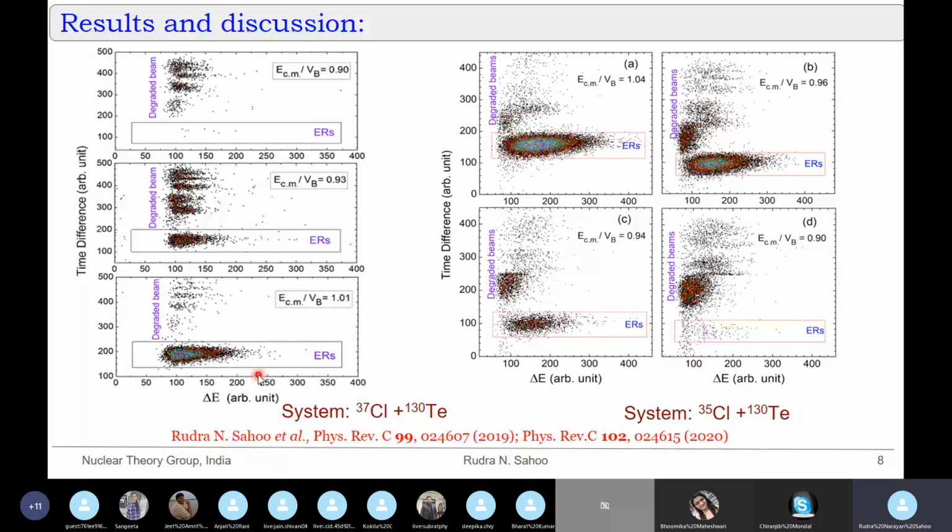You can see I am showing here three spectra for this 37Cl plus 130Te. This spectrum is just above the barrier. This is 7% below the barrier, and this is at 10% below the barrier. And when we go from above to below the barrier, the evaporation residue count rate gradually, exponentially decreases. And you can see at 10% below the barrier, we are only getting 8 evaporation residues.